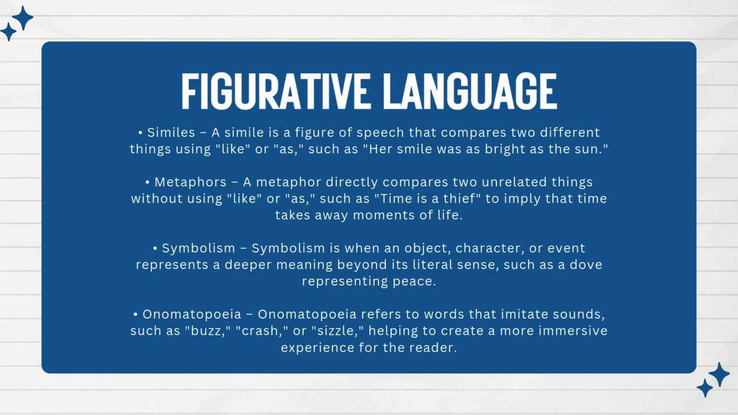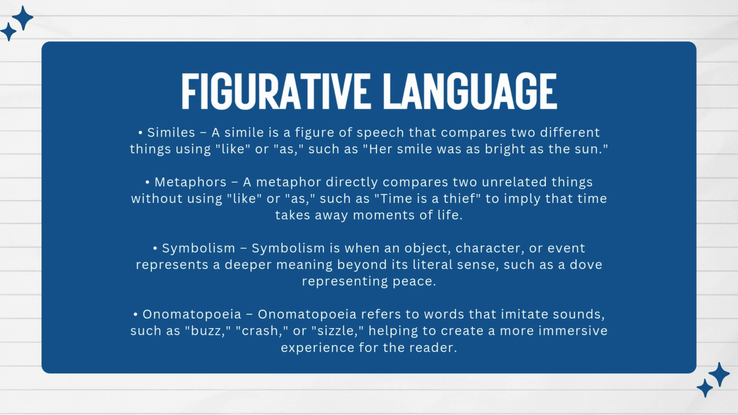The first one is similes. A simile is a figure of speech that compares two different things using like or as, such as her smile was as bright as the sun. The second one is metaphors. A metaphor directly compares two unrelated things without using like or as, such as similes. Well, the example might be time is a thief to imply that time takes away moments of life.